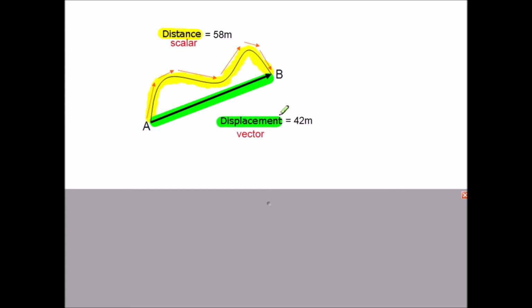The displacement is the difference between where you start and where you end. So if you join the start and end with a straight line, it's the length of this path here. And the displacement is 42 meters, but displacement is a vector. It has a direction. So we could give a bearing for the direction from A to B.